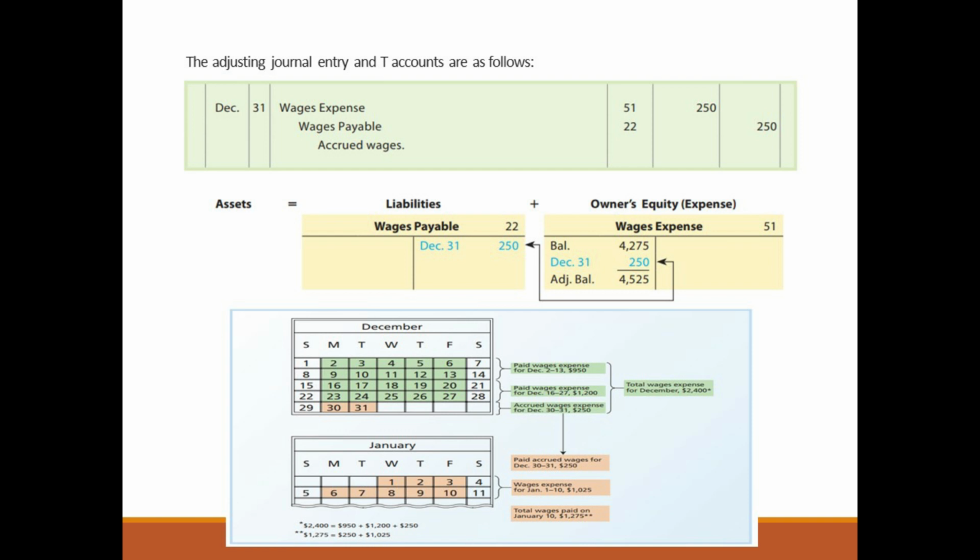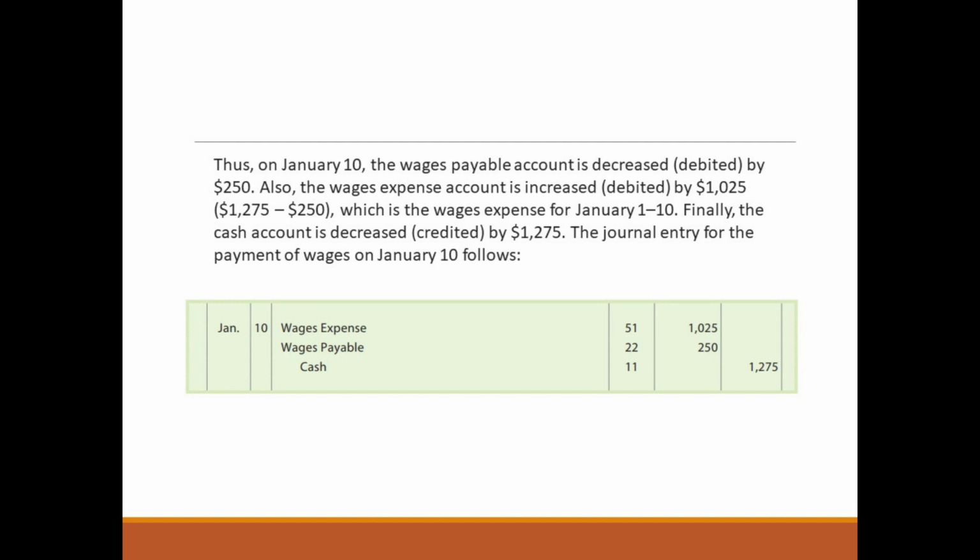Net Solutions paid wages of $1,275 on January 10. This payment includes $250 of accrued wages recorded on December 31st. Thus, on January 10, the wages payable account is decreased or debited by $250.